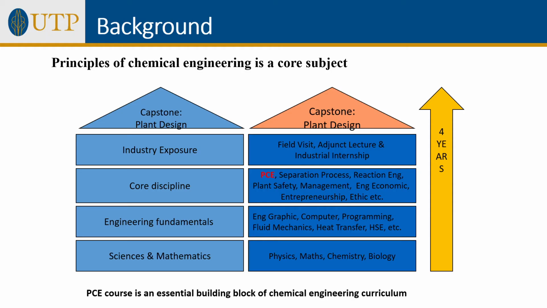Principle of chemical engineering is a core subject in chemical engineering. As you can see here from the building block of the essential knowledge, it falls under the core discipline. In our university, it is taught for the first year, second semester student. At the same time, they are also taking fluid mechanics, and they take the PC subject after they took physical chemistry.